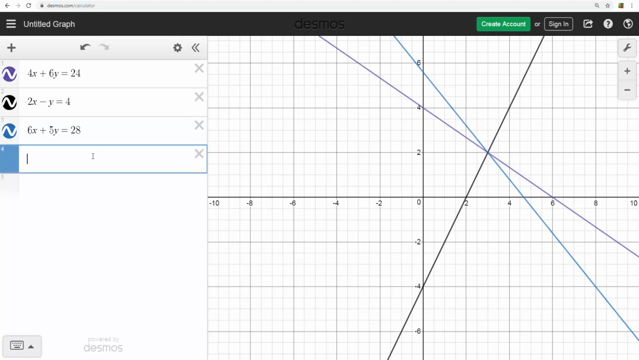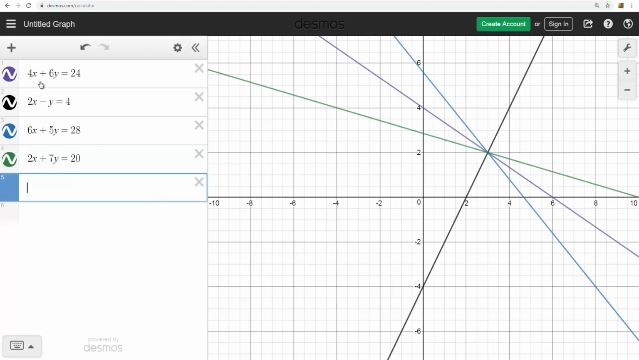Let's try to subtract them instead. So 4x minus 2x would be 2x. 6y take away negative y is the same as adding y, so 6y take away negative y is the same as 6y plus y. So that would be 7y. And I'm subtracting here, so 24 minus 4 would be 20. Oh, look, I got another line that also goes through 3, 2. So by adding them, subtracting them, I still get another line that goes through exactly the same point.